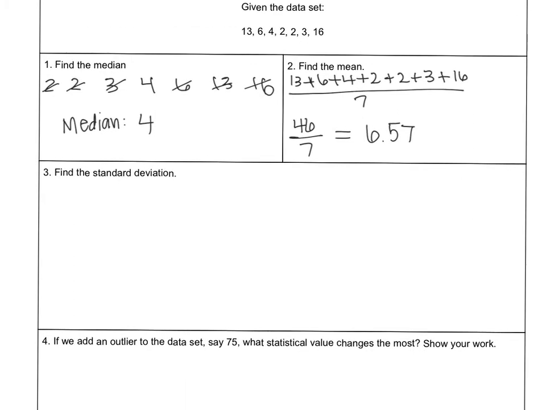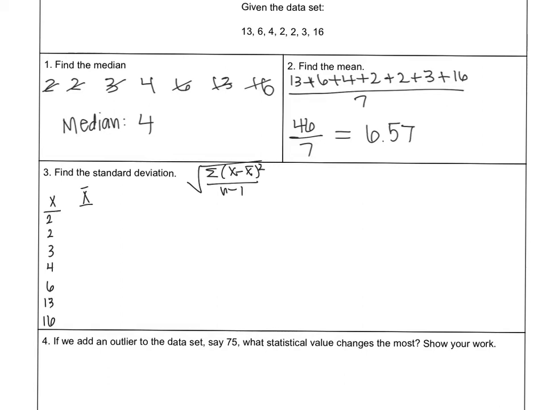Okay. Number 3, we want to find the standard deviation. So remember, the standard deviation formula is the square root of the sum of x minus x bar squared all over n minus 1. So I'm going to start by listing all of the values x in our data set. So 2, 2, 3, 4, 6, 13, 16. They do not have to be in numerical order. I just went ahead and did that since I put them in order to calculate the median.